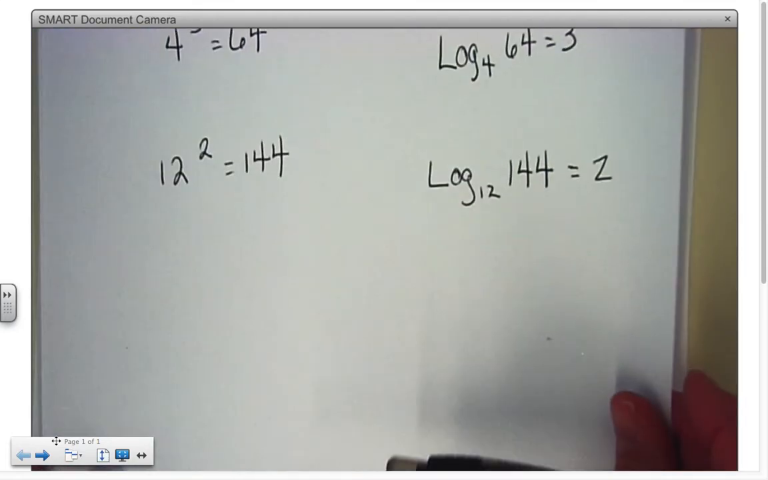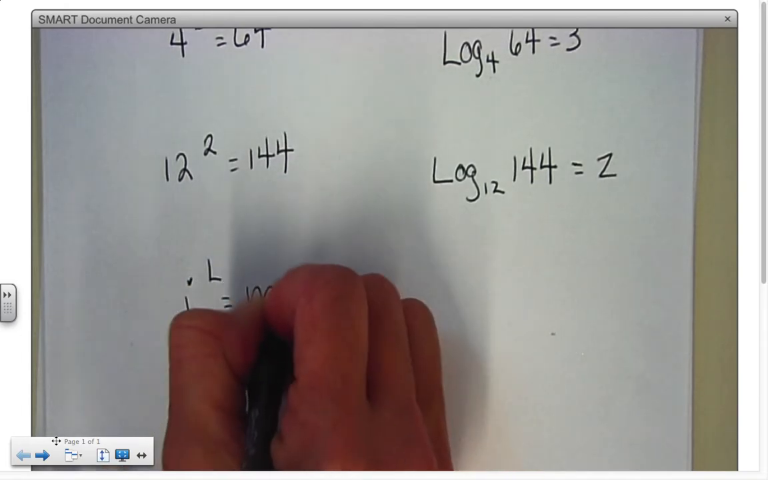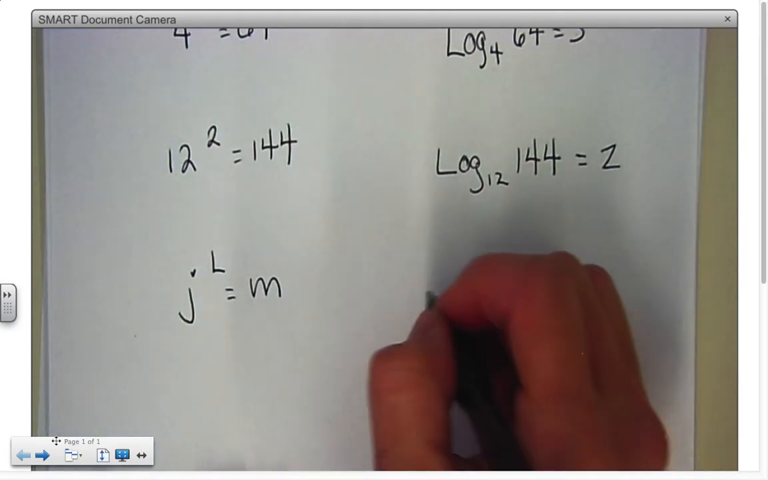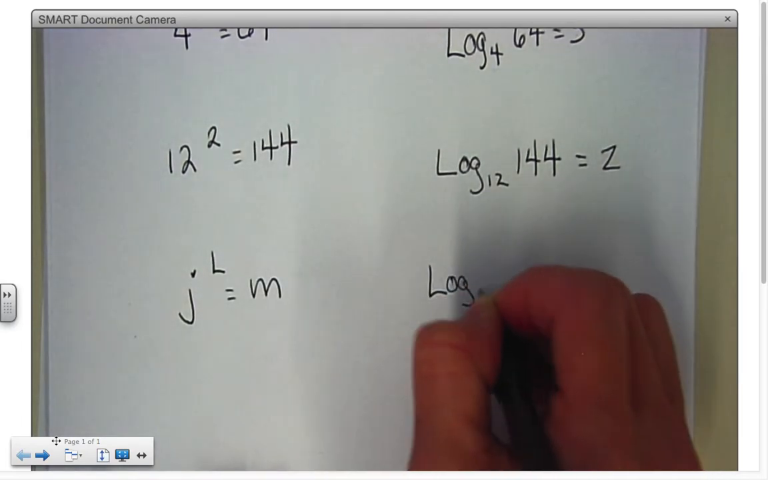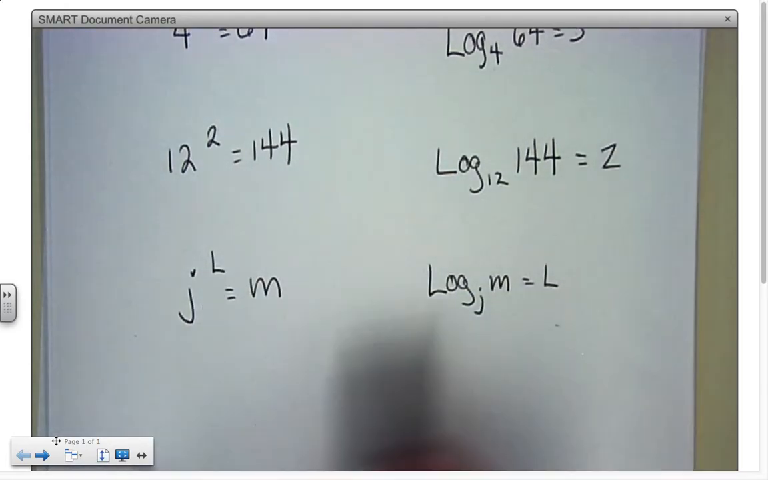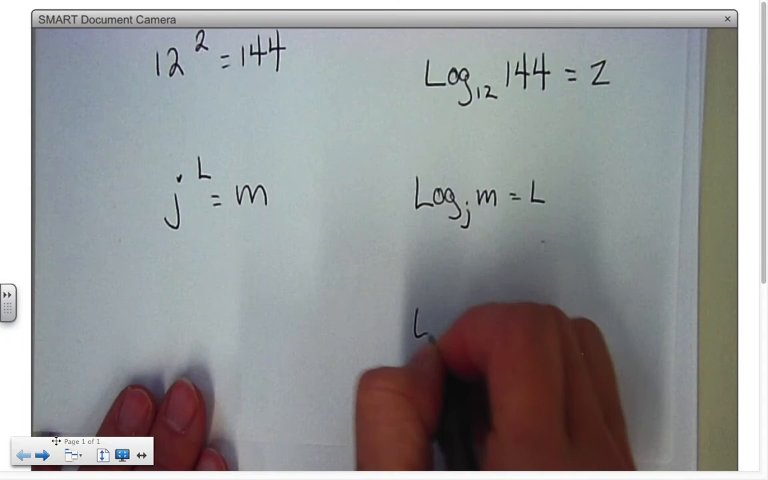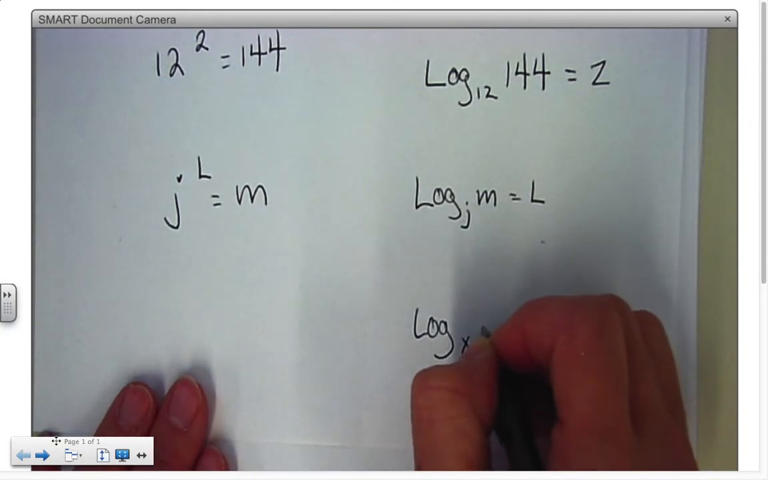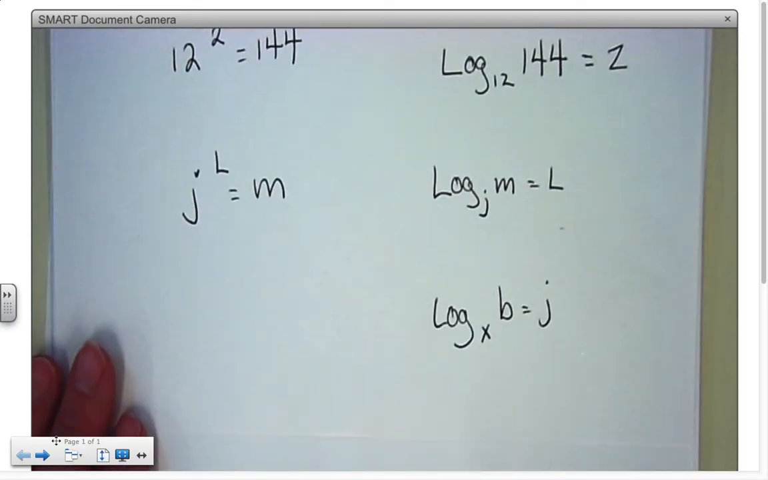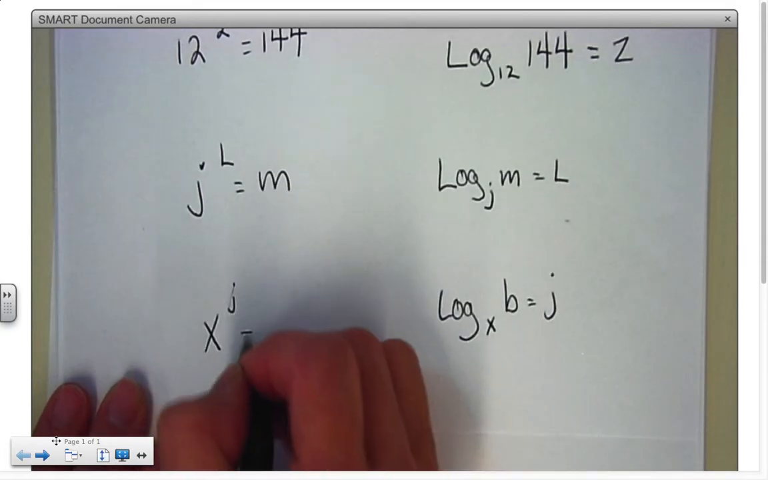I'm going to give you 2 more, but all variables. So suppose I have j to the L equals m. Take a minute and pause if you want to try it. The answer would be log base j of m equals L, because this high exponent is the answer, the j stays low. And then again, a reverse: if I have log base x of b equals j, and they want you to switch it, the switch is x raised to the j exponent equals b.